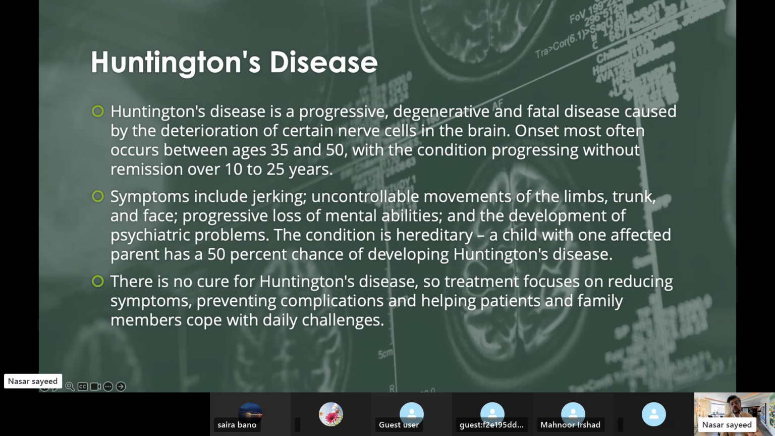The symptoms include jerky movements, uncontrollable movement of the limbs, trunk and face, progressive loss of mental abilities, and development of psychiatric problems, especially psychosis. It is hereditary, and maybe one child is affected, but there is a 50% chance that other family members are affected as well.